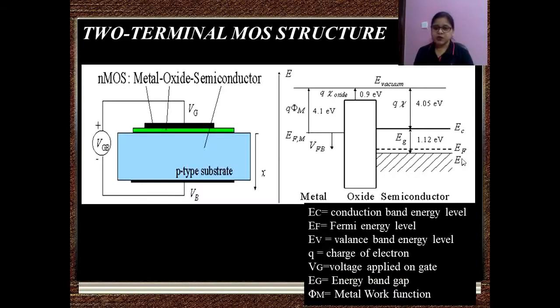So today we will be discussing what is a MOS capacitor and what are the different operating regions of the MOS capacitor. So this is a two-terminal MOS structure. Two-terminal MOS structure means it is also known as a MOS capacitor. Some call it a MOS varactor because the capacitance will be varied across this MOS layer when we are varying the gate voltage or the bulk voltage.